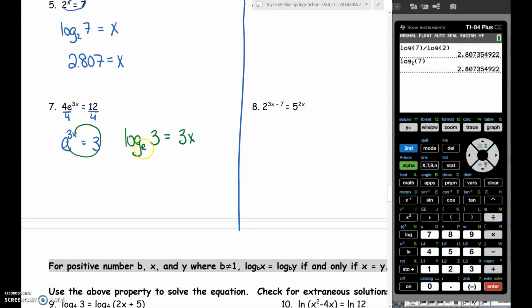Anybody remember anything fancy about log base E? No. That's a flat no right there. Wow, my confidence as a teacher is spiraling down the drain right now.